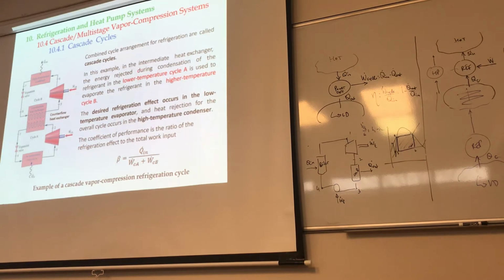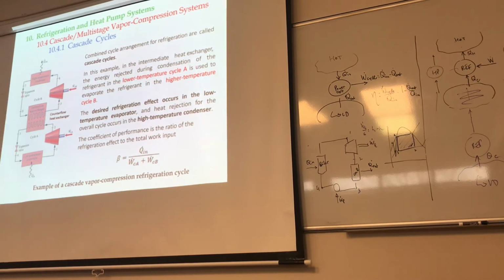In the intermediate heat exchanger, this is the intermediate heat exchanger, the energy rejected during condensation, which is right there, in the lower temperature cycle A, because the lower temperature cycle will tend to reject heat here, is used to evaporate the refrigerant that is in the other cycle, which is the higher temperature cycle. Why do we call this the higher one? Because obviously this temperature has to be much higher than this temperature. So we call this the low temperature cycle. This is the high temperature cycle.